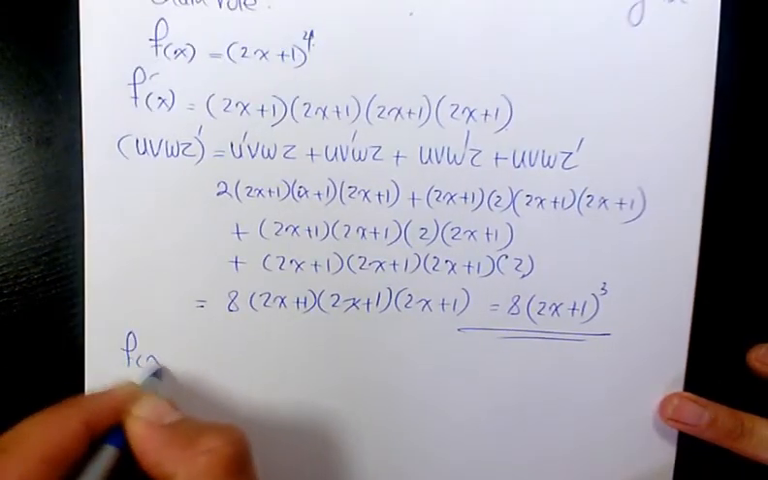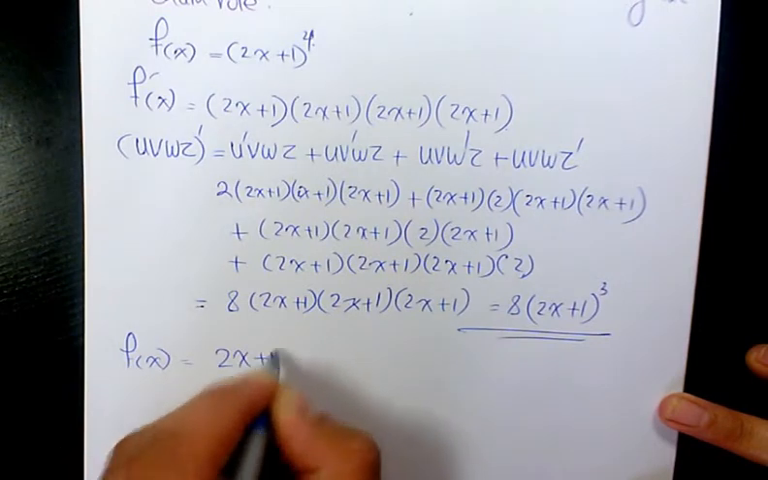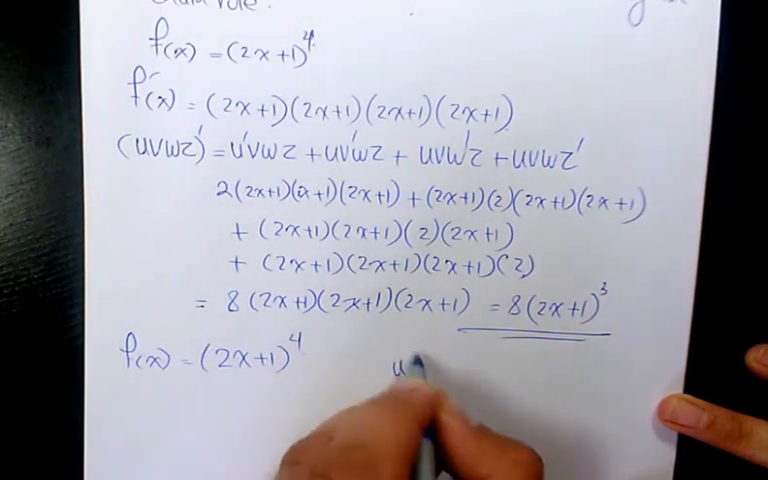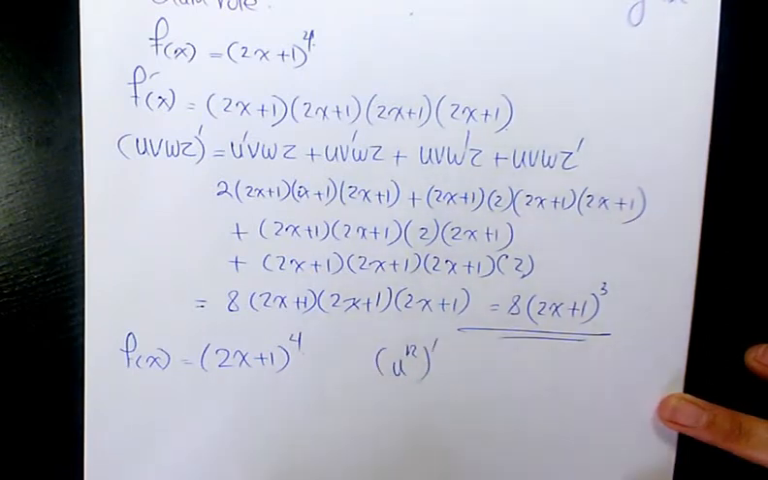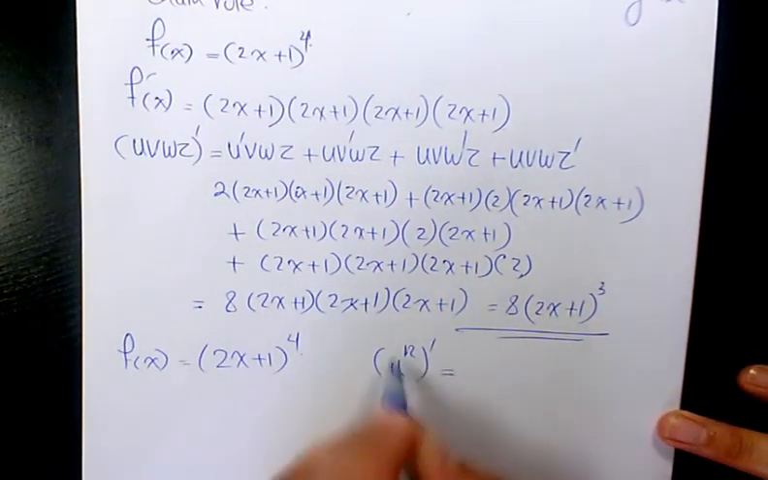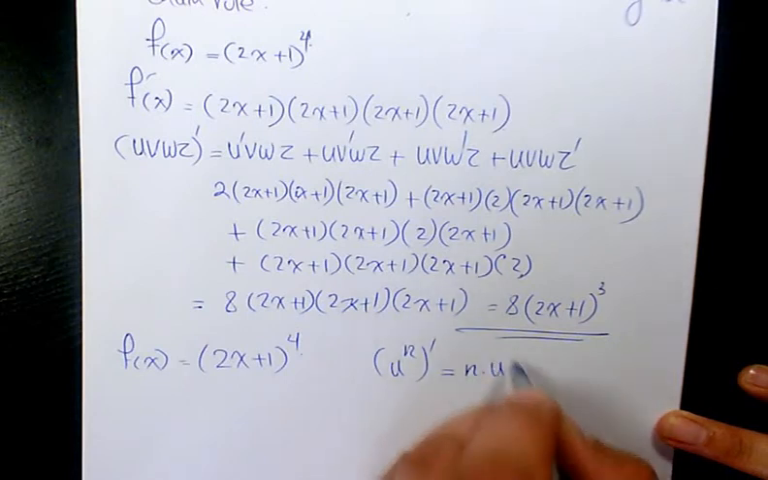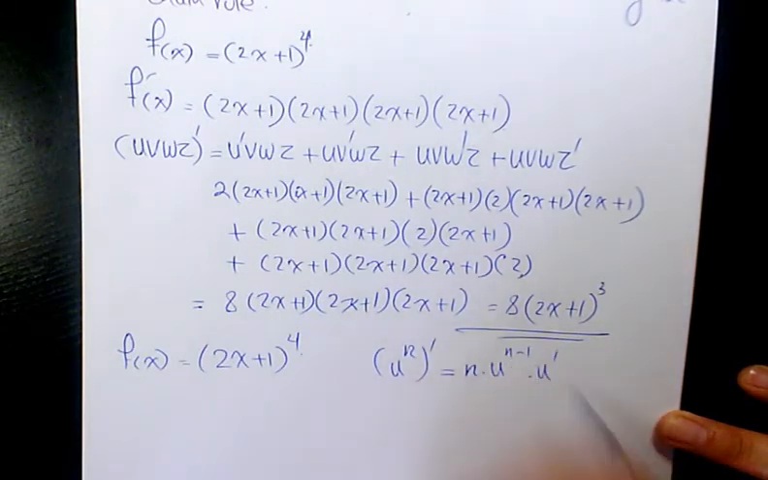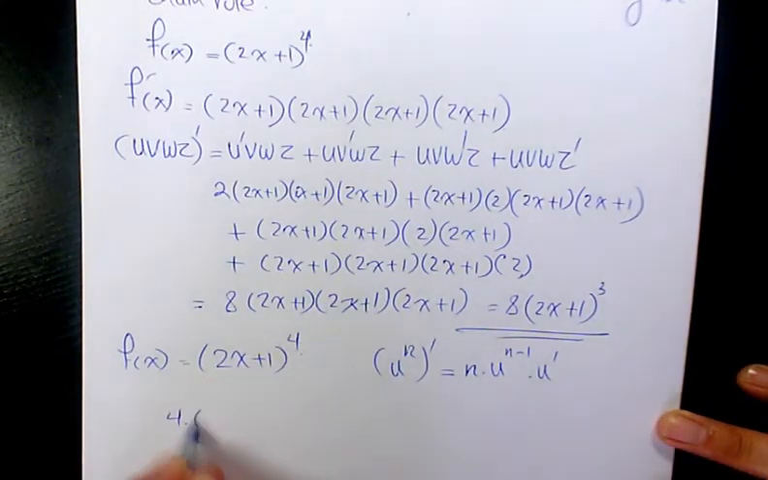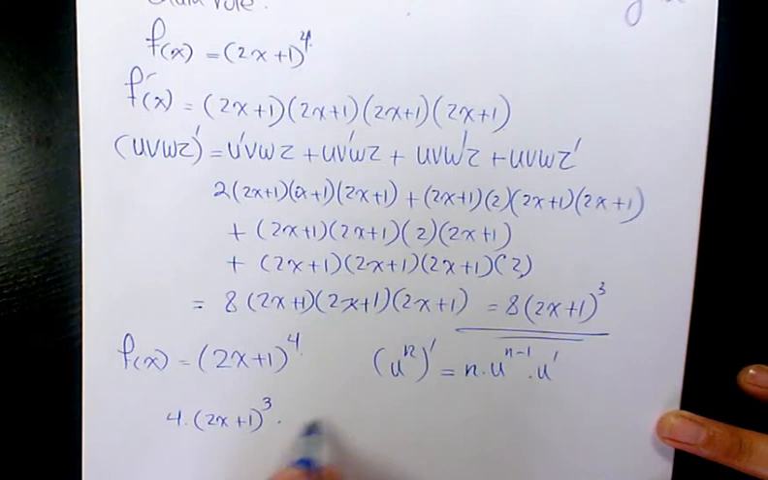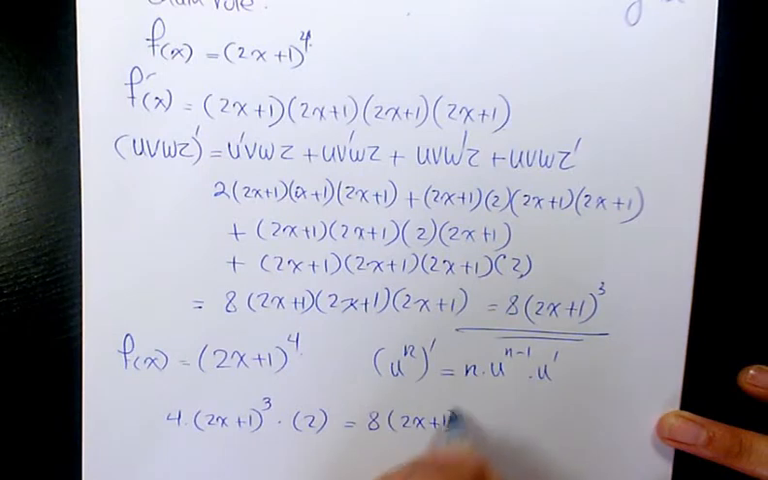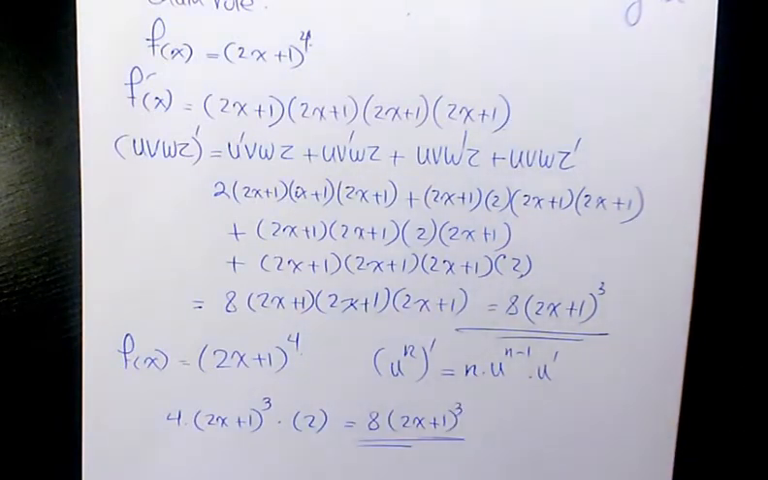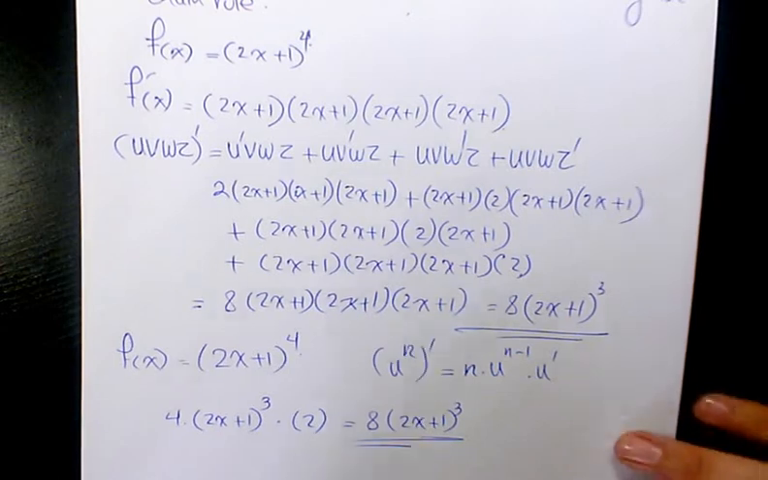We have f(x) = (2x + 1)^4. We know that when we want to find the derivative of u to the power of n, if u is a function of x, the derivative will be n times u to the power of n minus 1 times u'. We have exactly the same thing here. It's going to be 4 times (2x + 1) to the power of 3 times the derivative of 2x + 1, which is 2. 2 times 4 is going to be 8 times (2x + 1) to the power of 3. That's exactly the same answer we got using the other method.